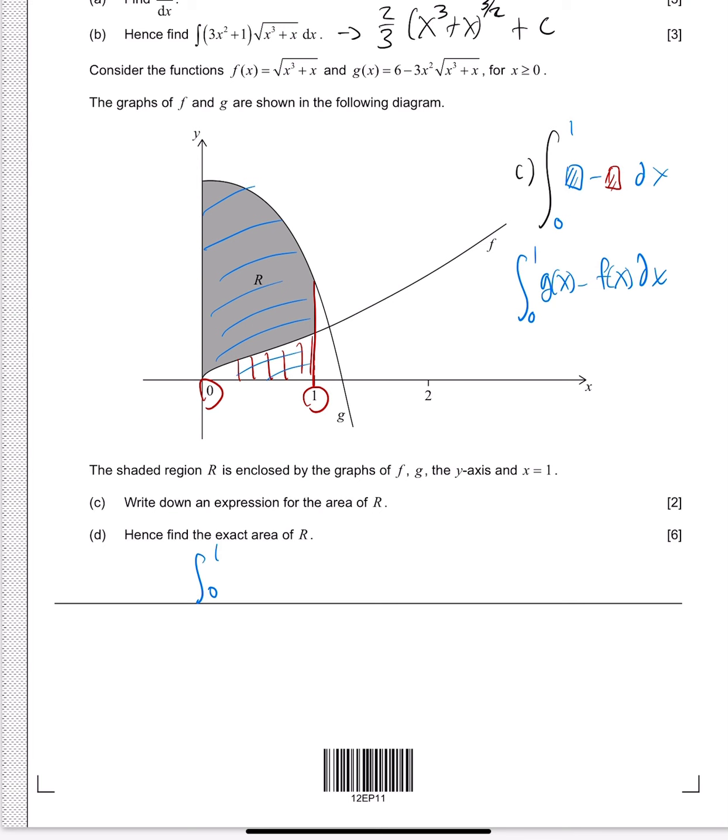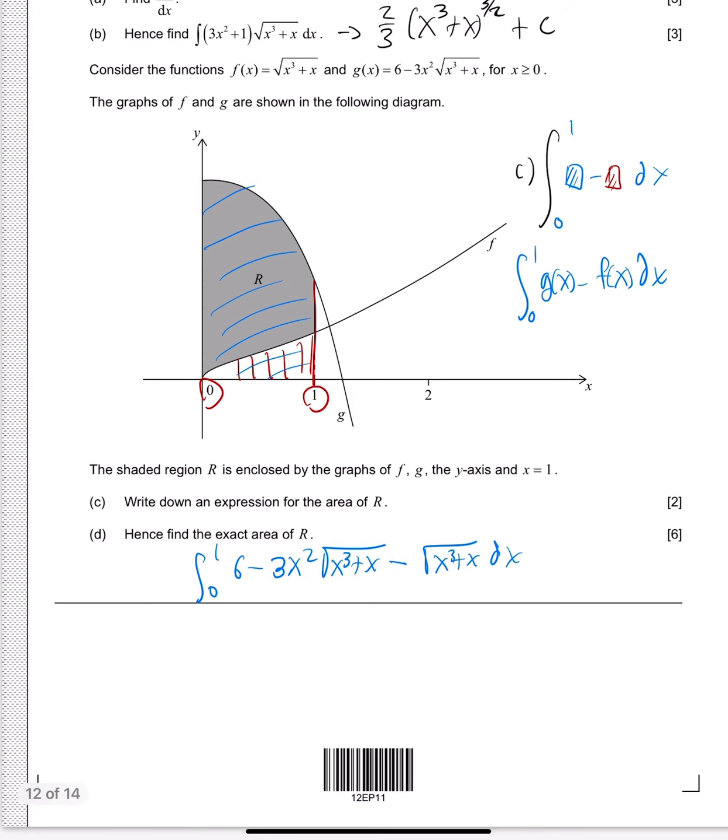Notice, well, let me write this out. g of x is going to be 6 minus 3x squared x cubed plus x minus, and f of x is x cubed plus x. And there's a dx after all of it. Now, in this piece right here, well, that's unfortunate. I've got a square root of x cubed plus x and a square root of x cubed plus x. So I'm going to factorize those two together.